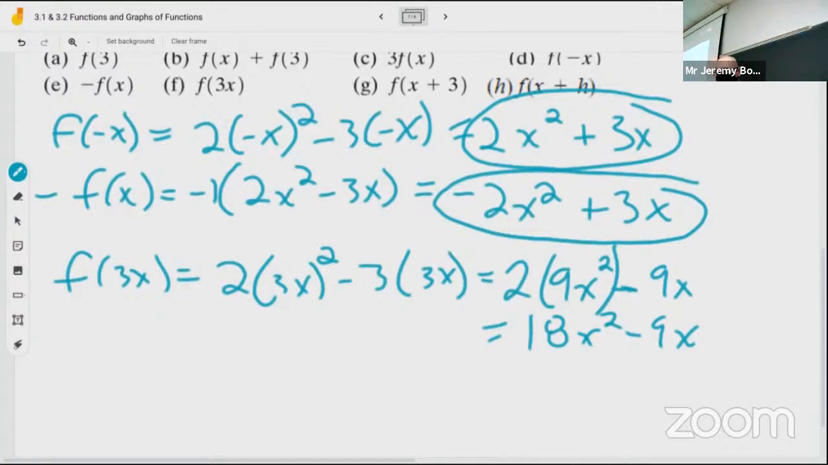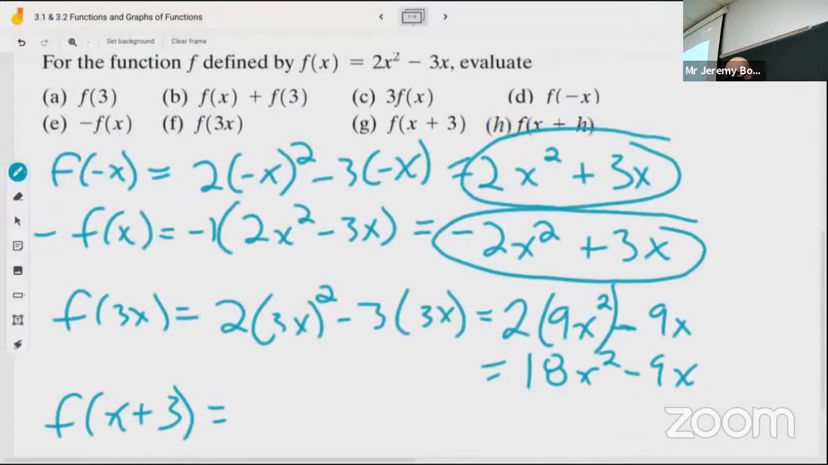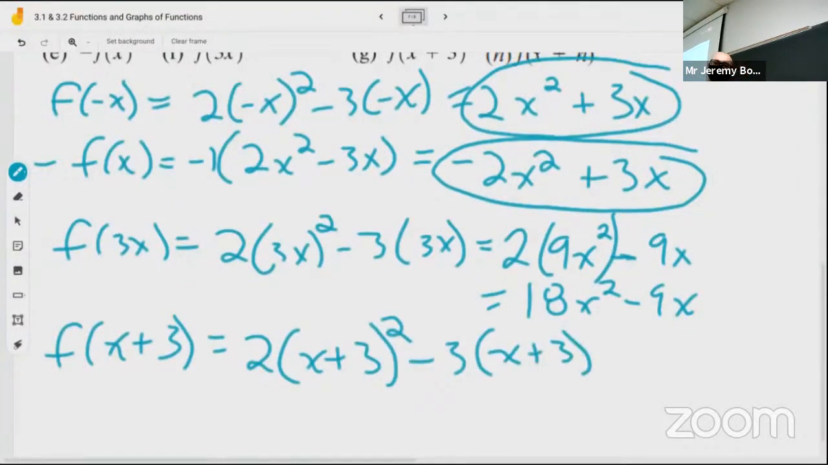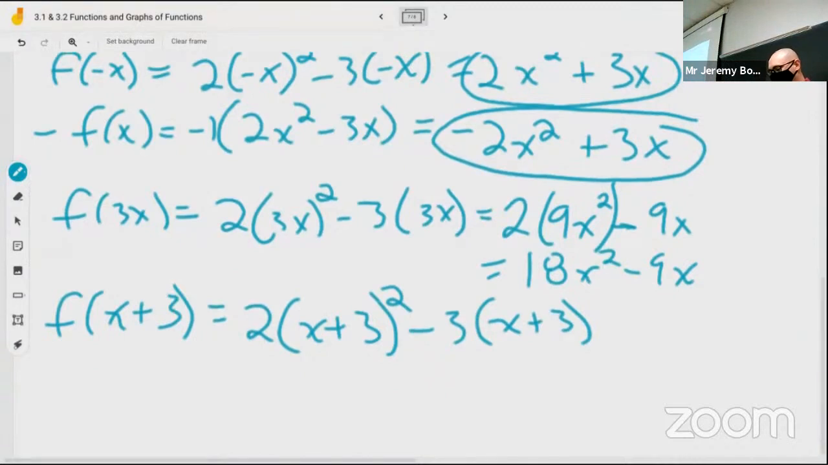All right, f of x plus 3. Things get a little difficult here. We're going to put an x plus 3 for all our x's. So it's going to be 2 times x plus 3 squared minus 3 times x plus 3. Which we can square the x plus 3. And that's going to be what?